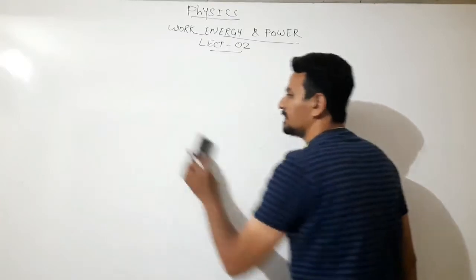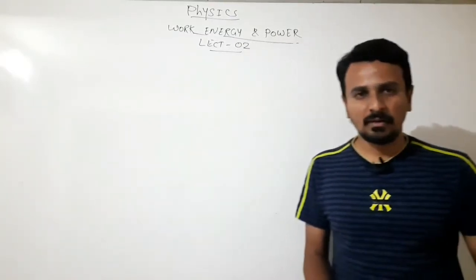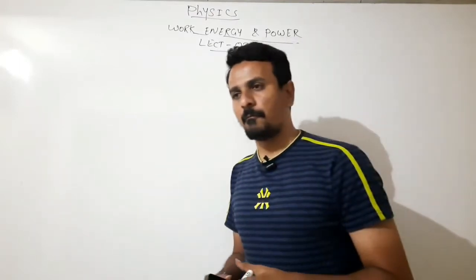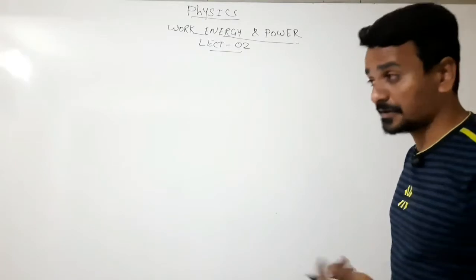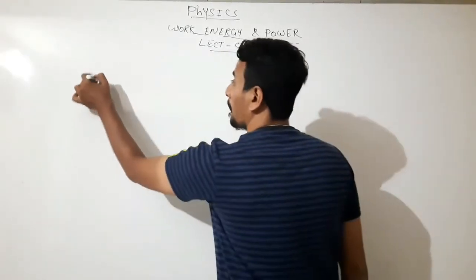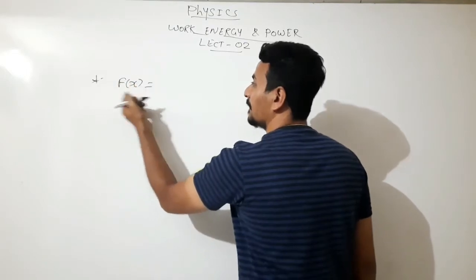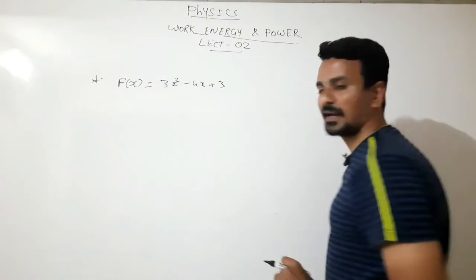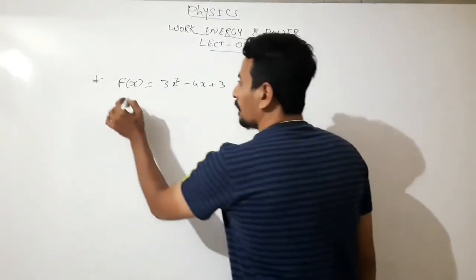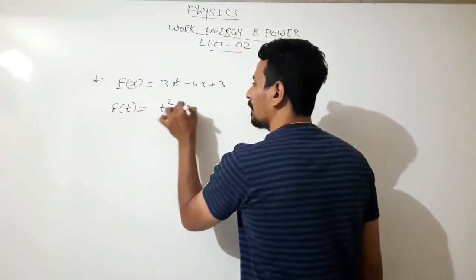Now, why do we need to integrate, right? How do we understand that the force is variable? First of all, yes, this is a big question. If it is given in the question that force is 3x square minus 4x plus 3, something like this, that means force depends on the position, or force depends on time.